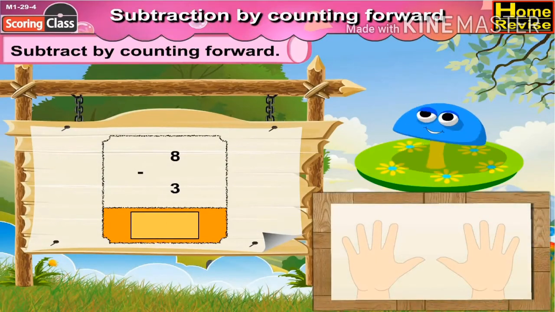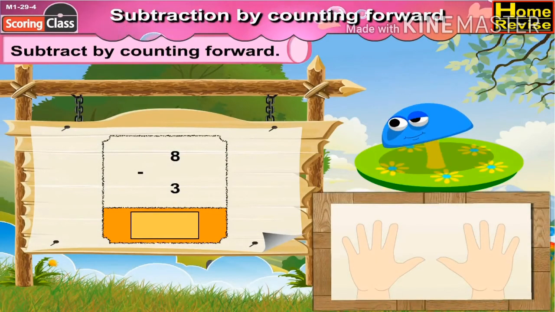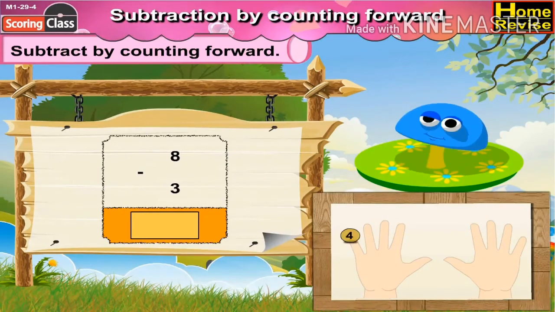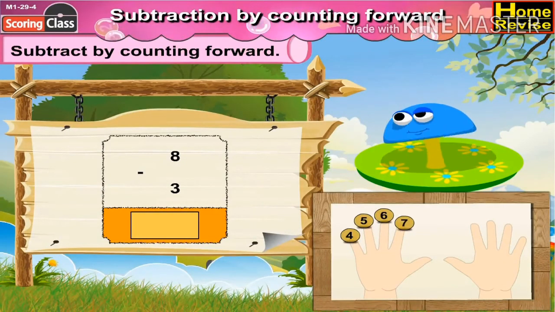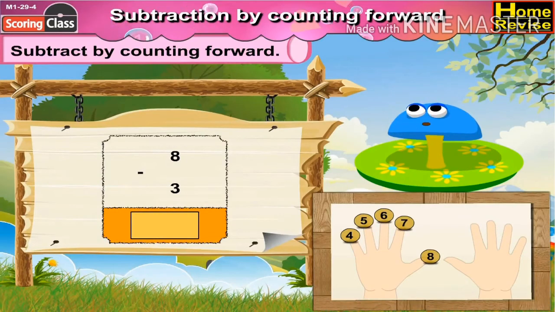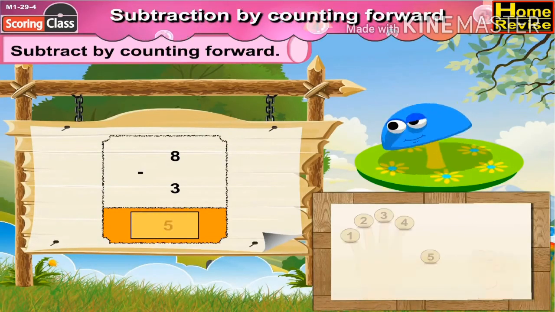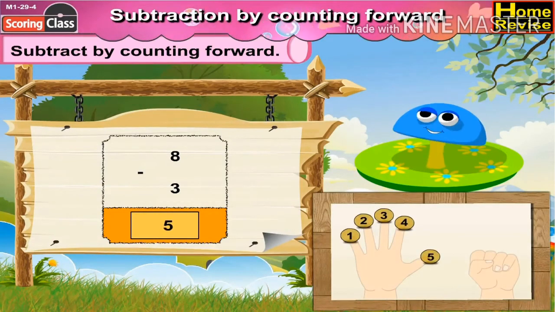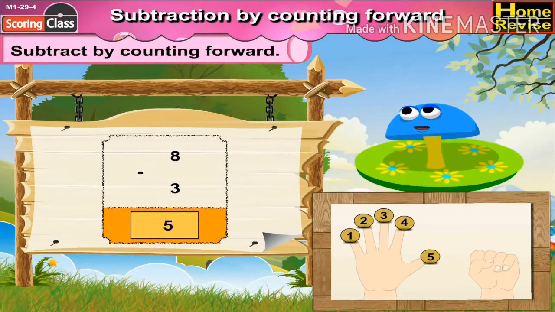8 minus 3 is dash. Now by counting forward, it is 4, 5, 6, 7, 8. So 8 minus 3 is 5. That is 5.